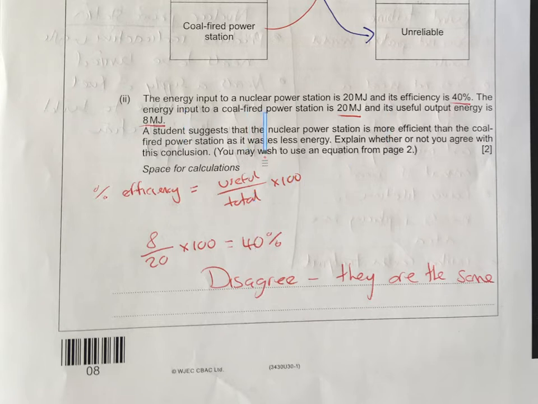Well, let's have a look at the coal-fired power station. Its total is 20, and its useful output energy is 8. So I'm going to put 8 because it's useful, over 20 over total, times 100 because it's a percentage, and it comes out to be 40%. Why do I disagree? Because this student is suggesting that nuclear is more efficient. Well, they're both the same, so it's not one is more efficient than the other. And there's your 2 marks for that.